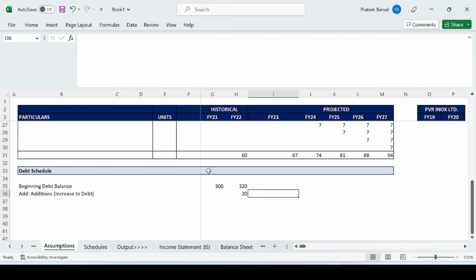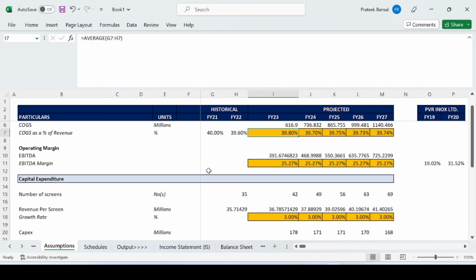But for the rest of the years, how are we going to calculate that? We know we have calculated our capex. Capex basically means capital expenditure. For example, for a company like Bharti Airtel, the capex can be anything like tower purchases or spectrum purchases. So capex includes the whole amount.